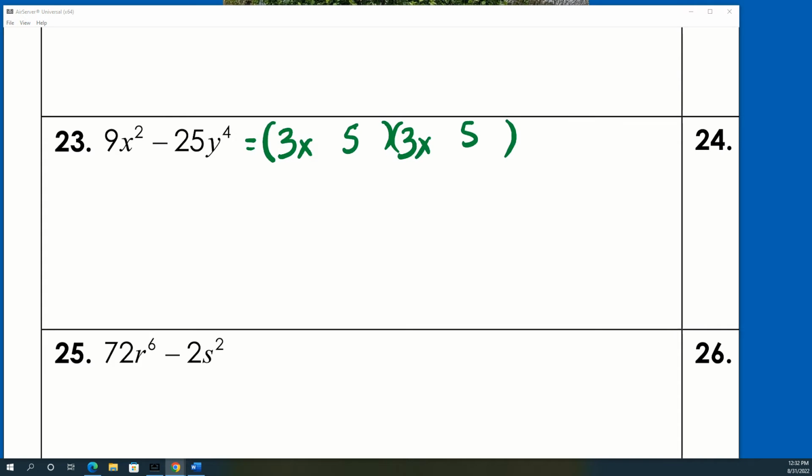What about that y to the 4th? Do you know how to find the square root of y to the 4th? It would be y to the 2nd. You do one with a plus and you do one with a minus. I'm going to go over to the side and make a note about variables that are perfect squares.